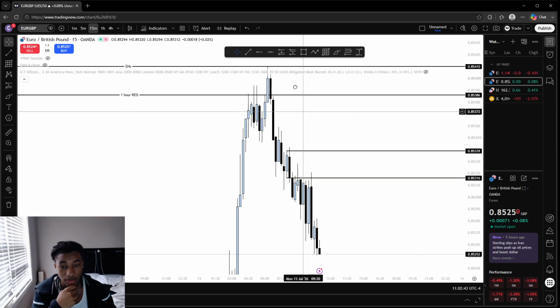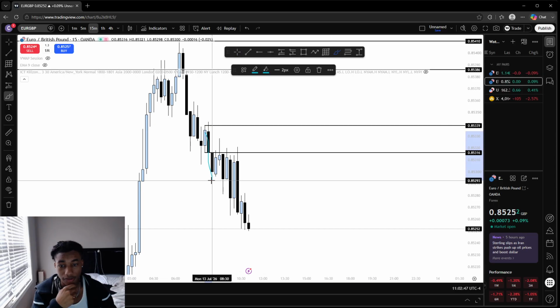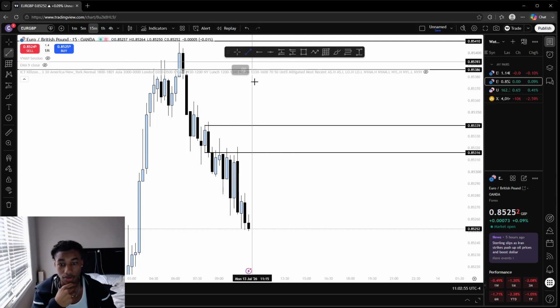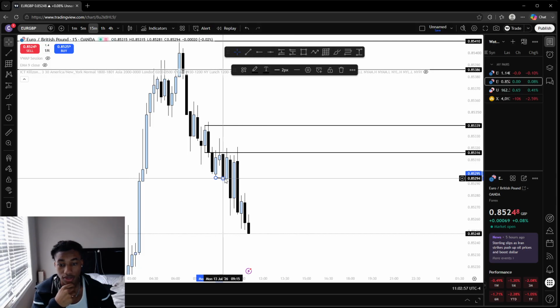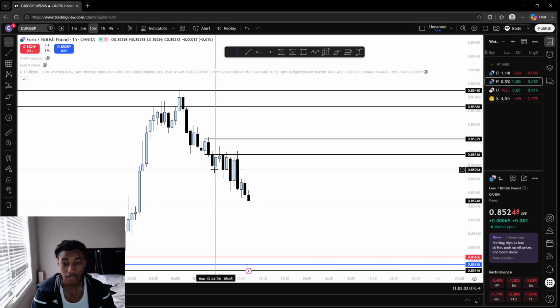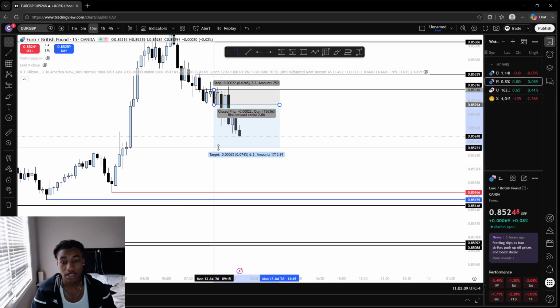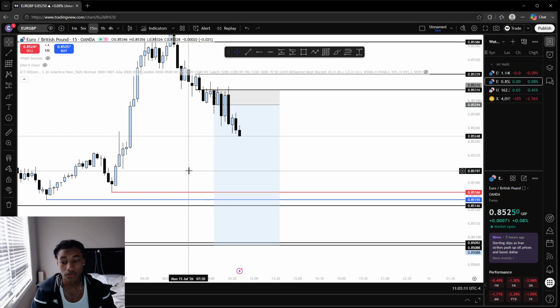We got our break of our 15-minute lows, which is right here. We got a retest, then a nice break of structure to the downside. So price broke structure right here, which showed me we're still in a bearish trend. So I was like, okay, I'm going to take shorts. We took our shorts right here, had our stops at the 15-minute low, and we were targeting all of these lows.